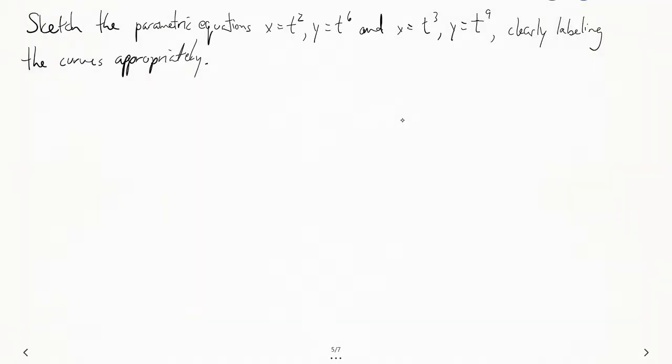Okay. So now on this next one, sketch the parametric equations x equals t squared, y equals t to the 6th, x equals t cubed, and y equals t to the 9th. Clearly label the curves appropriately. So we'll start with this. And I'm going to intentionally try and throw some things off.